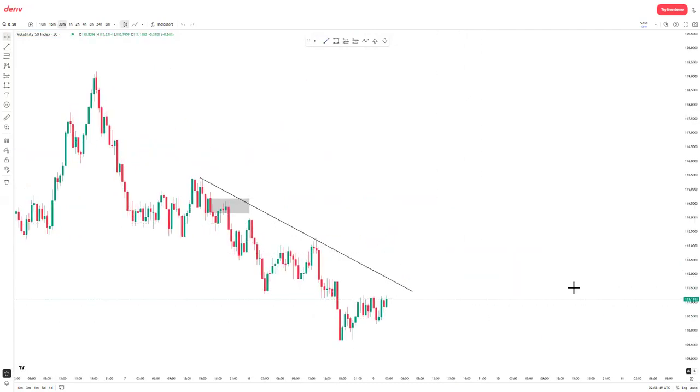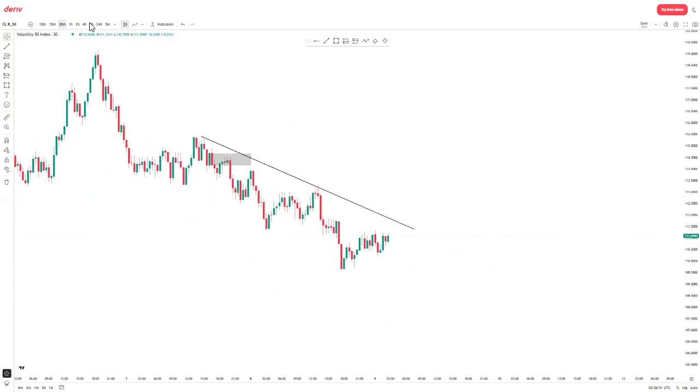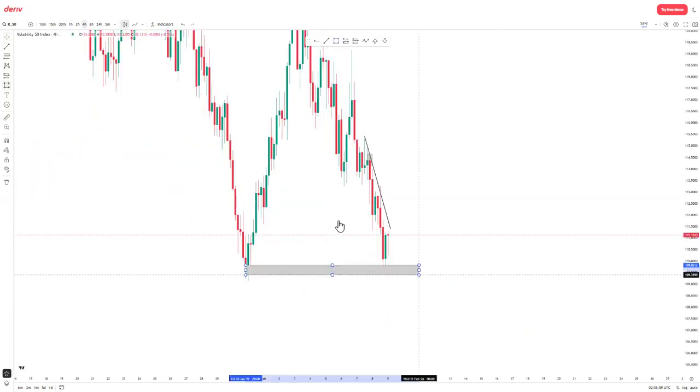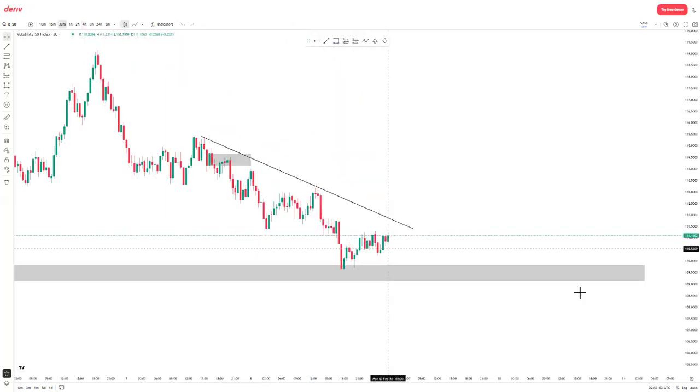You come back to the current price. What happened to the current price? Let's go back to 4 hour. On the 4 hour, look at this support. You go back to 30 minutes, you look at the market structure.